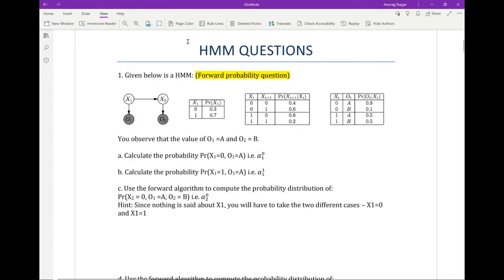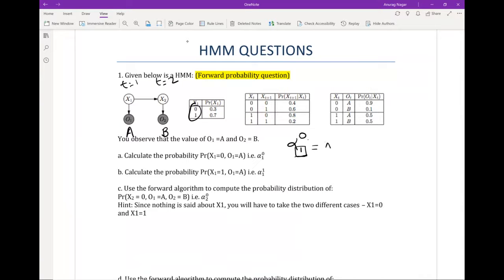So you know that there are two times, time equal to 1, time equal to 2. At time 1, the observation was A, at time 2 the observation was B. Now I want you to first compute alpha 1 0. What does that mean? It is time 1 being in state 0. So how many states are there that we need to first figure out? There are two states, 0 and 1.